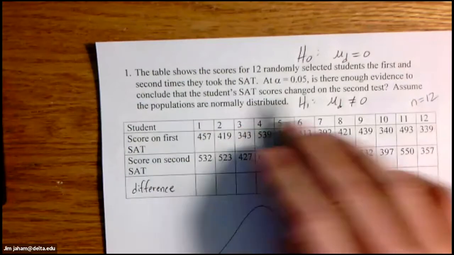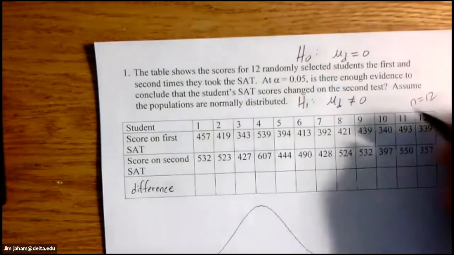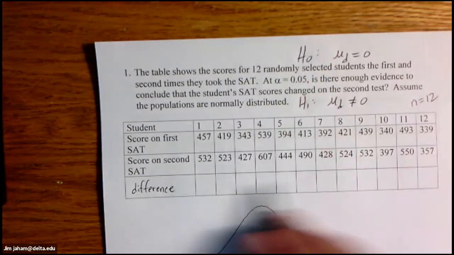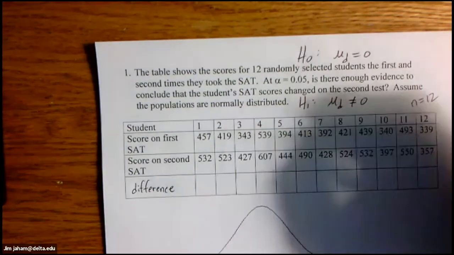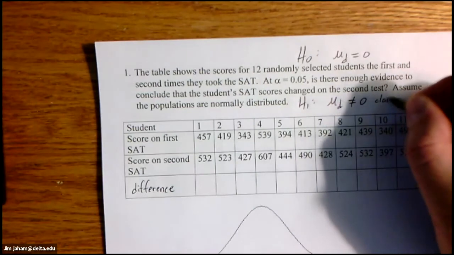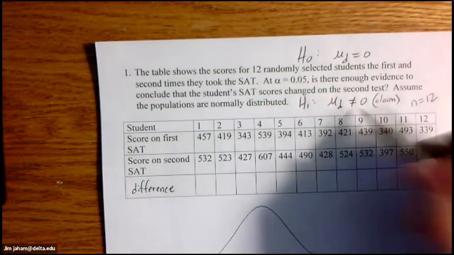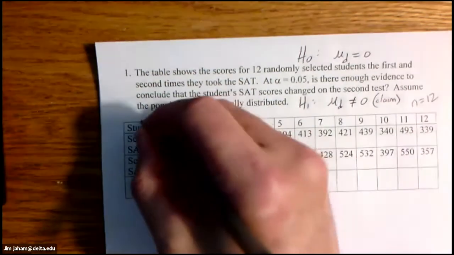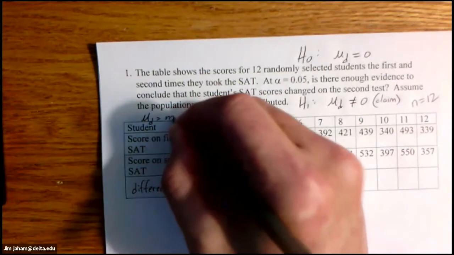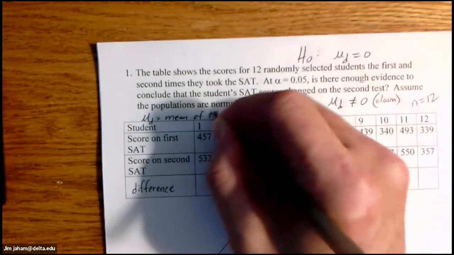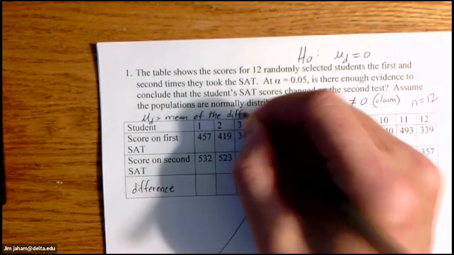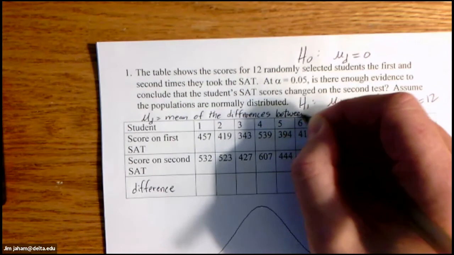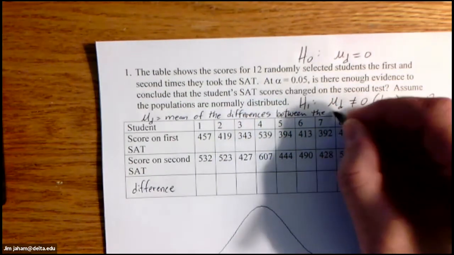All right. So if they change, that means this is either a significant positive difference or a significant negative difference. So changing would mean that the mean of the differences was not equal to 0. And we'll define it: the mean of the differences between the first and the second taking of the SAT.